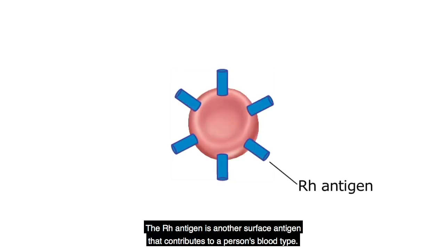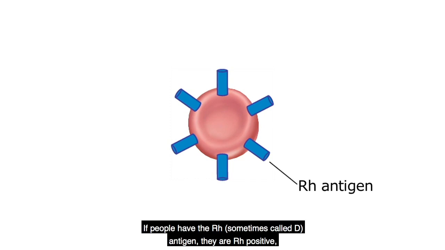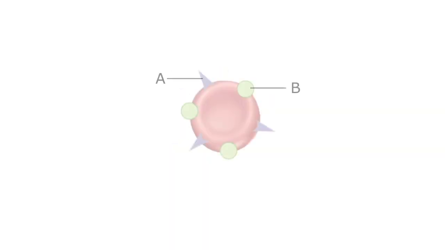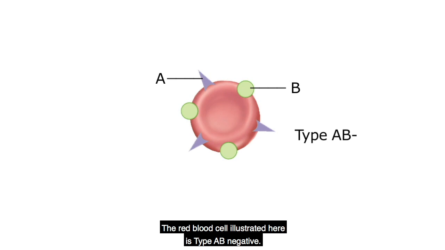The Rh antigen is another surface antigen that contributes to a person's blood type. If people have the Rh, sometimes called D antigen, they are Rh positive, which is indicated by adding a plus sign to their ABO blood type. The red blood cell illustrated here is type O positive. If the Rh antigen is not present, the person would be Rh negative, and a minus sign would be added to the blood type. The red blood cell illustrated here is type AB negative.